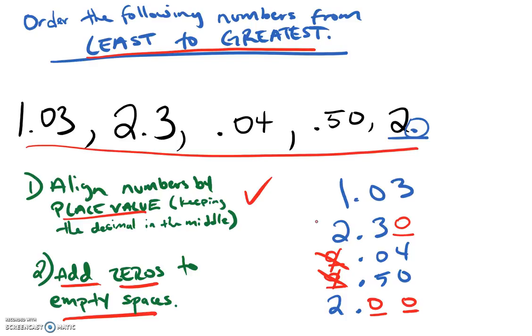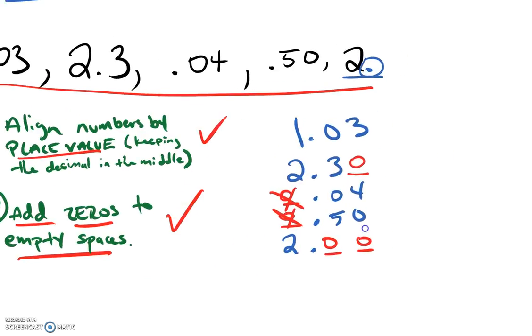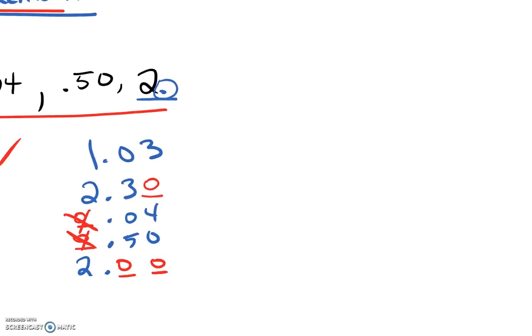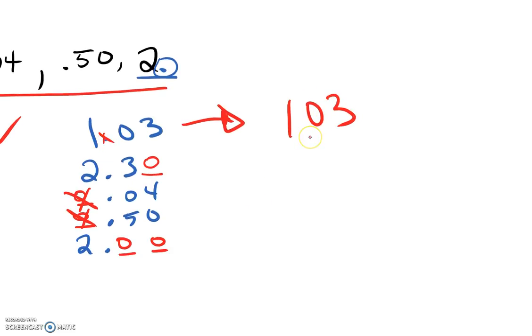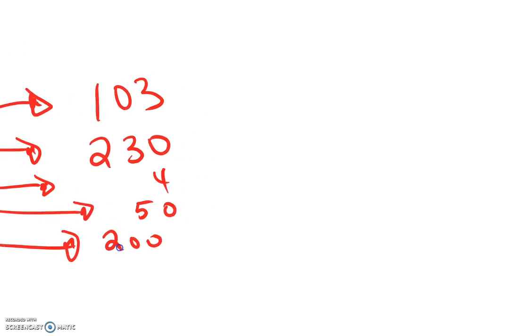Okay, so let's turn over to here. We've already added zeros to the empty spaces, and after we do this, we imagine all numbers as if they didn't have the decimal. So this would become 103, this one would become 230, this one would become 04 or just 4 by itself, right? Because we don't say, oh, I have $04, we just say I have $4. This would become 50, and this would become 200.